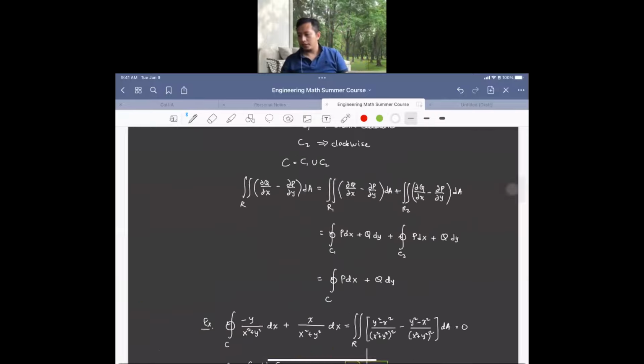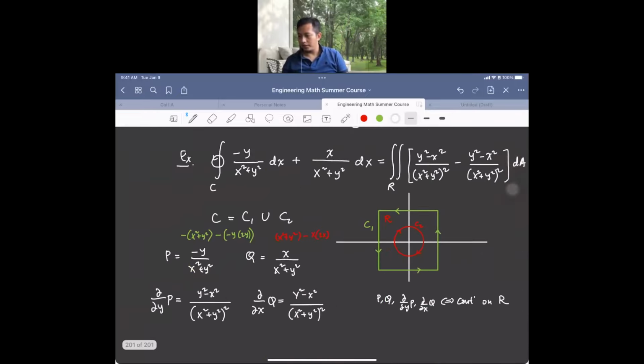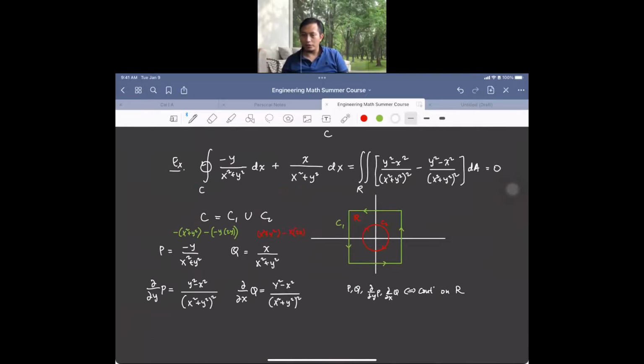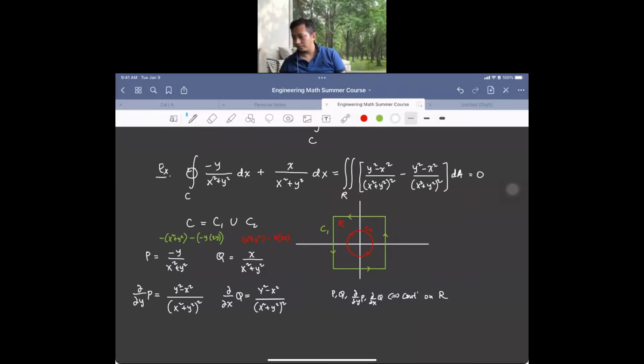Okay, now from all these terms, the intro here and this example, we can draw conclusions. That is very important in the next example. So we can replace any curve, any path that has a complicated path, with a much simpler path.